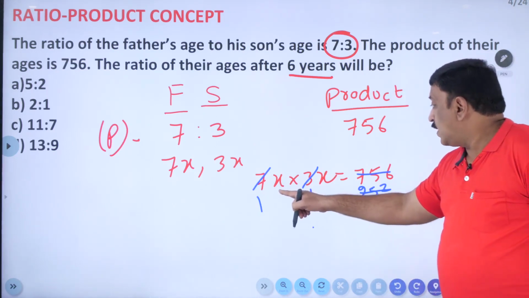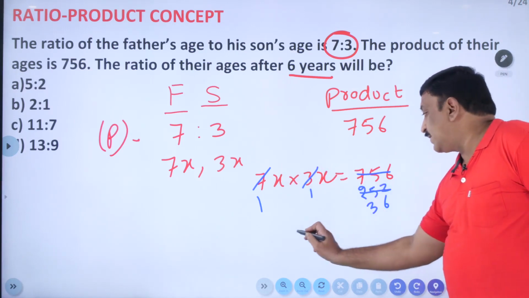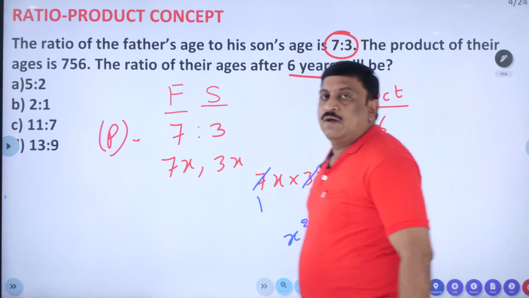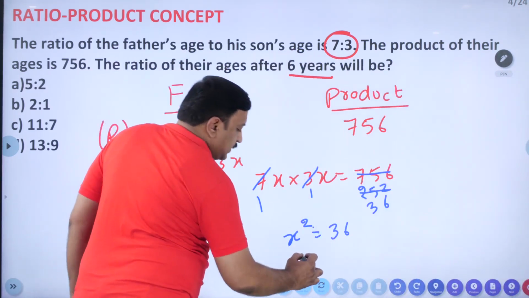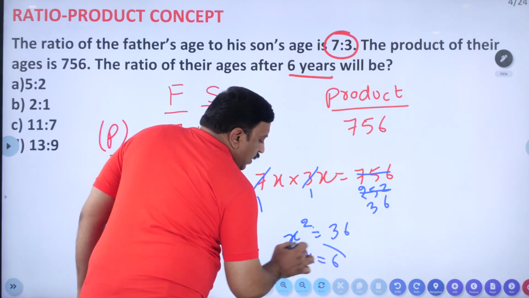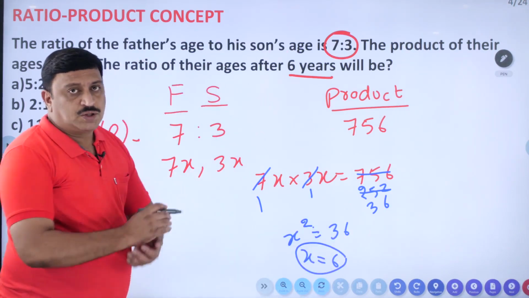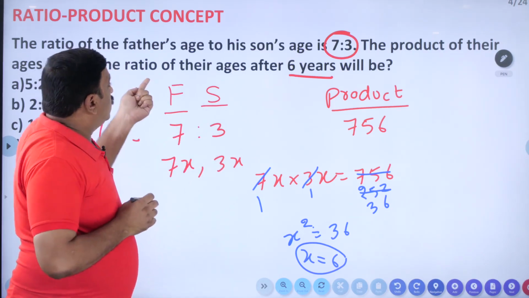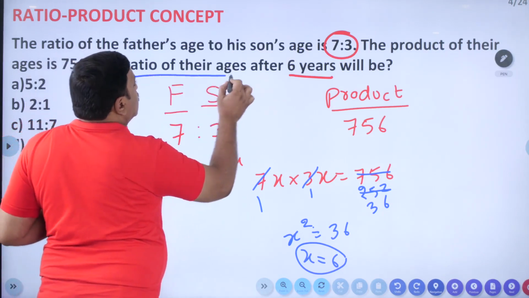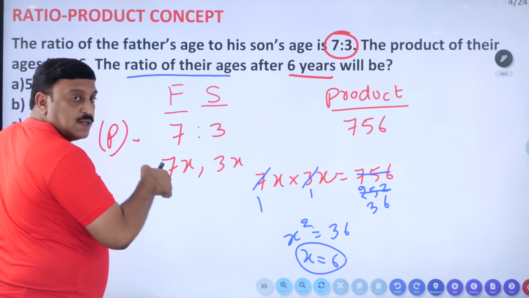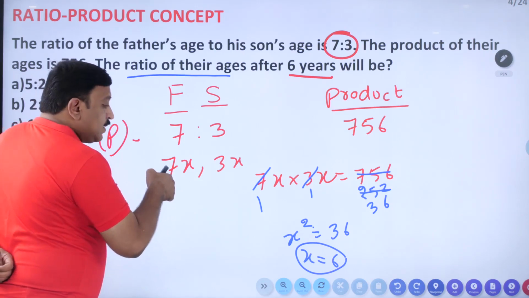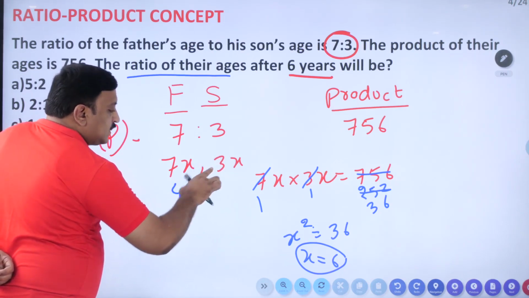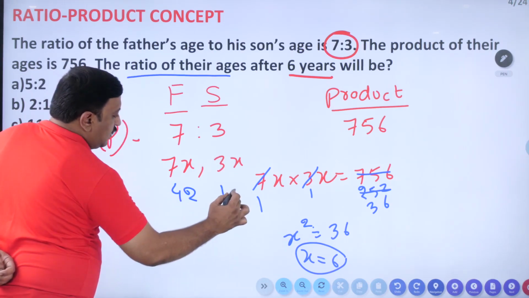So you got the remaining x into x, that is x square is equal to 36. What is x? You have to take the positive sign only. Actually, it is plus or minus 6, but we'll take the positive sign because ages won't be negative. Then the question is the ratio of the ages after 6 years. First of all, let us find the present ages. 7x means 7 sixes is 42, and 3x, 3 into 6, is 18.